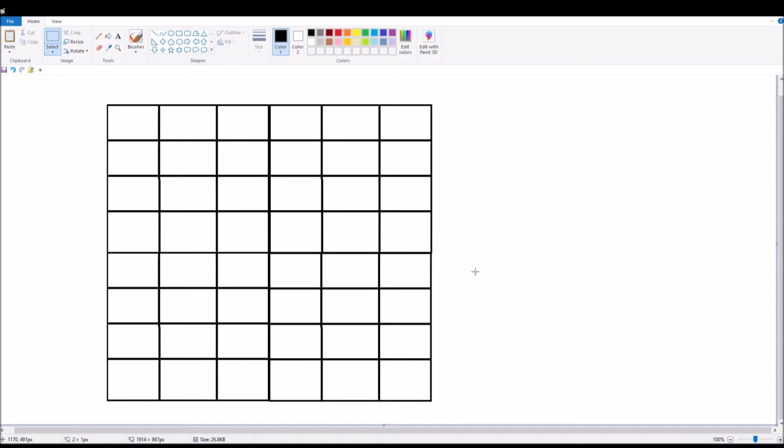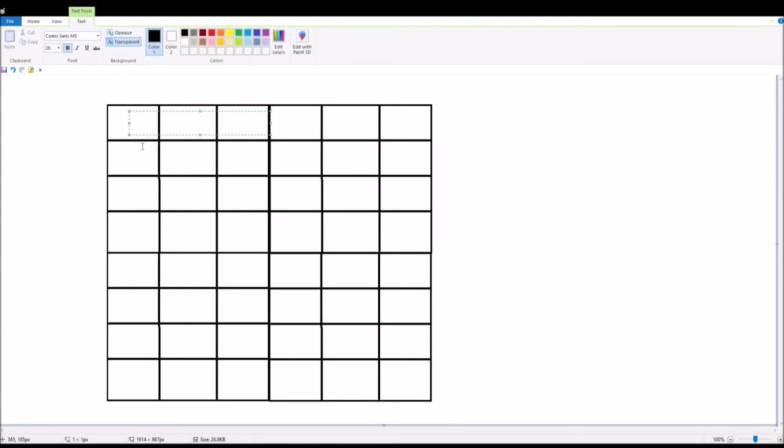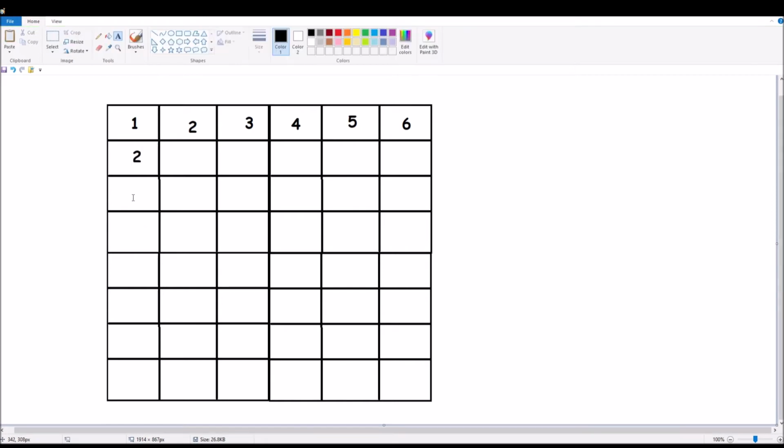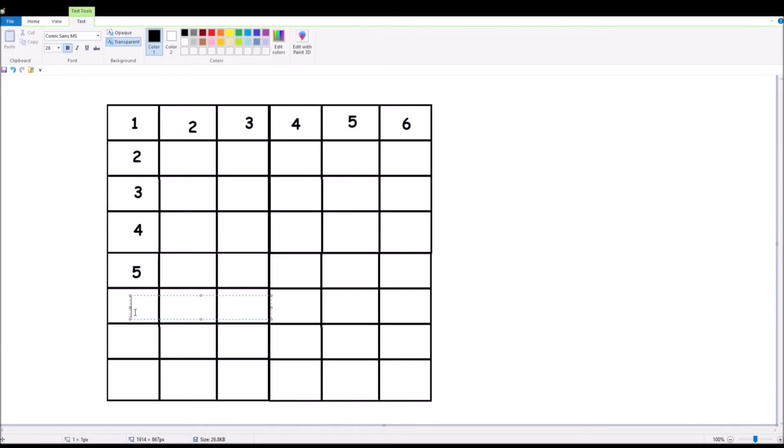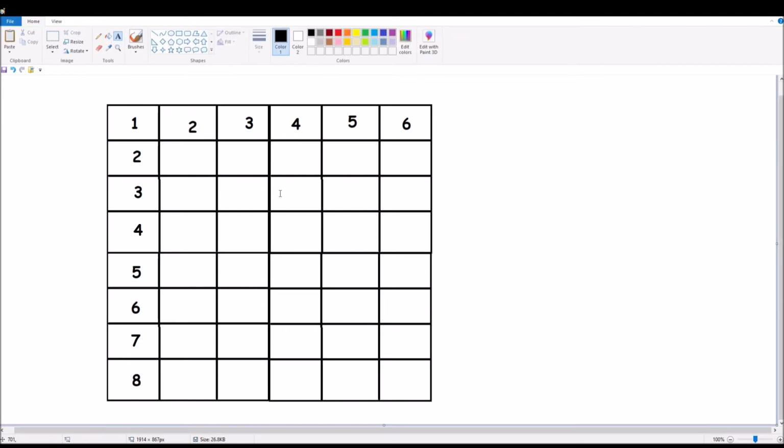So let's take a look at this array. This array is much larger, isn't it? It would take me a minute to sit here and count all of the boxes. On the other hand, if I were to go in and type out how many boxes there are in the columns, let's see, there's 1, 2, 3, 4, 5, 6. And how many there are in rows? 1, 2, 3, 4, 5, 6, 7, 8.